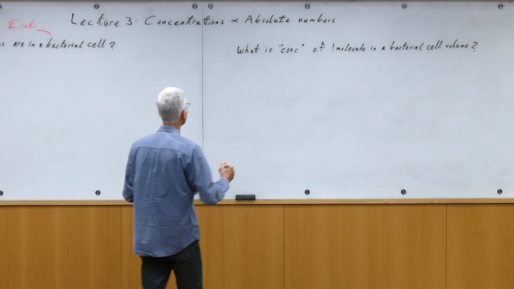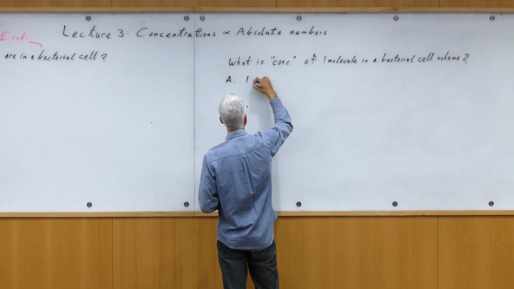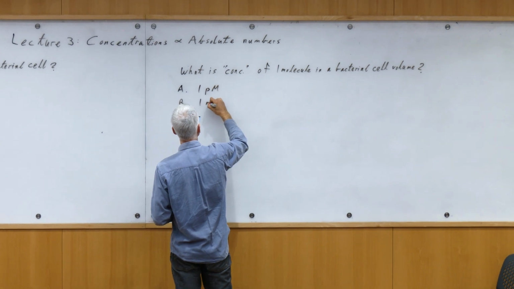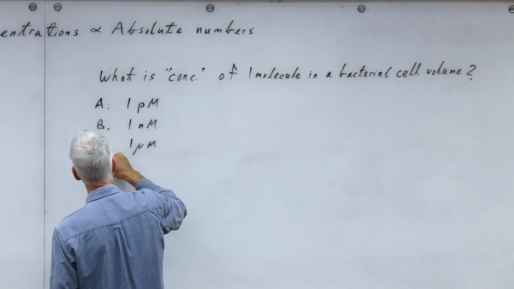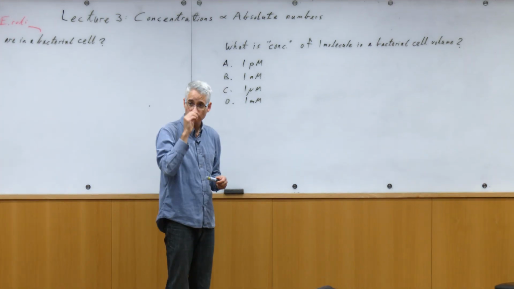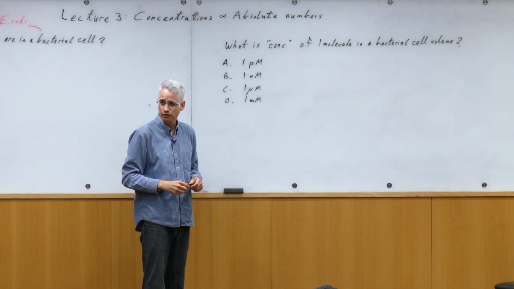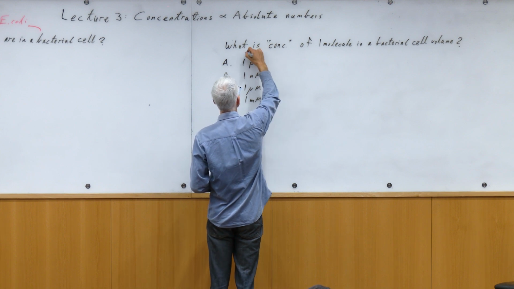Okay, so let's do a quick vote on that. Is it 1 picomolar, 1 nanomolar, 1 micromolar, 1 millimolar? Question is clear? What's below picomolar? Anybody knows? Femto. So let's add it here. Femtomolar.